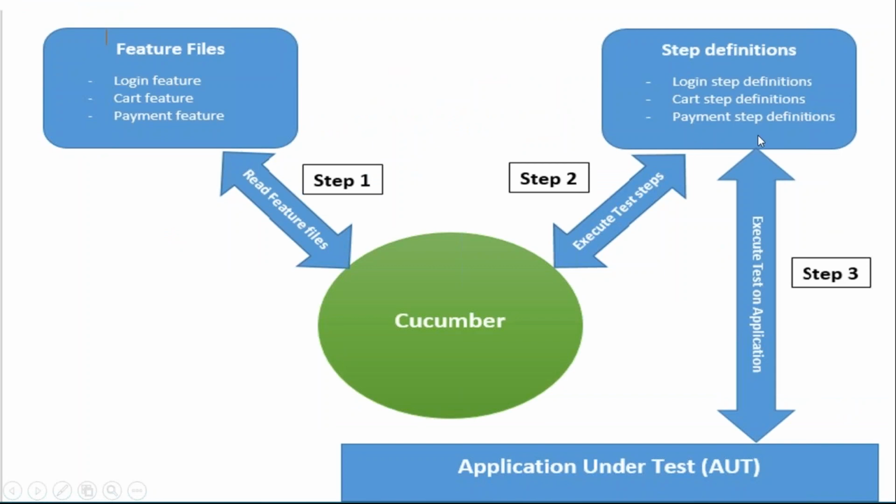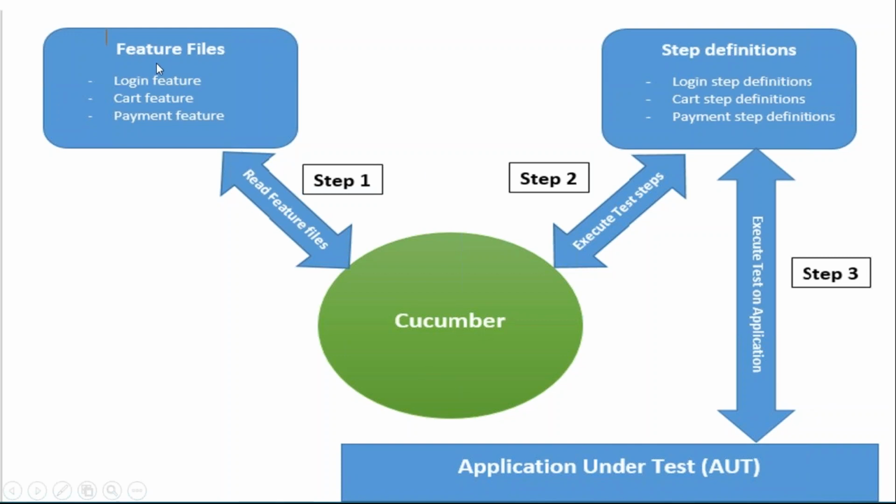It will execute the test step, and the test step will in turn interact with your application and give you the results back. Right, that is step 3. So once Cucumber executes your test step definition, the definition itself interacts with the application, and then the testing process happens. So this is how Cucumber works.